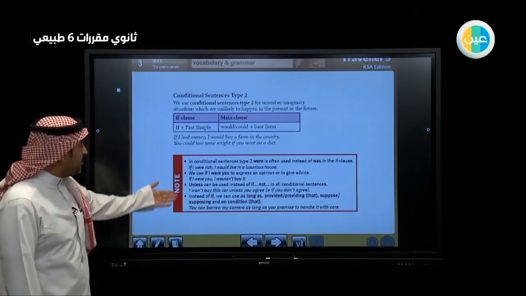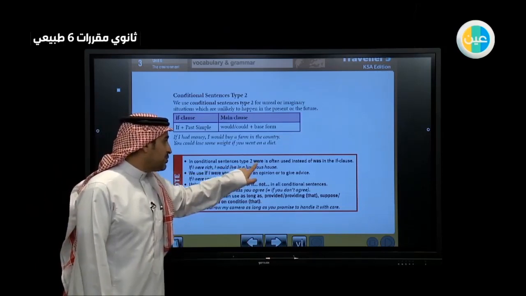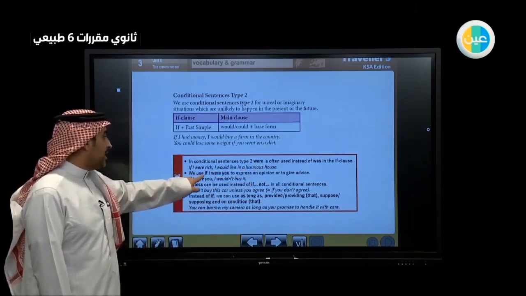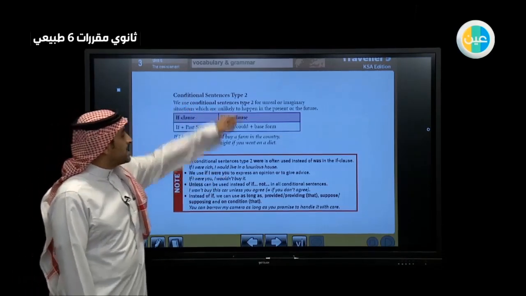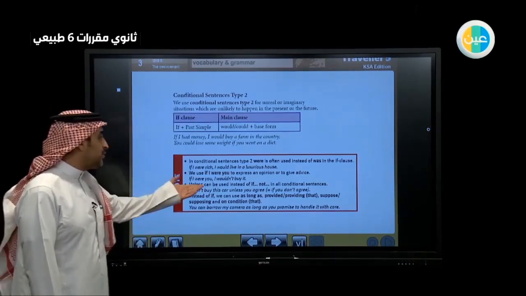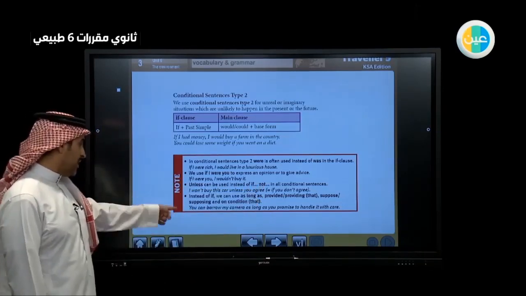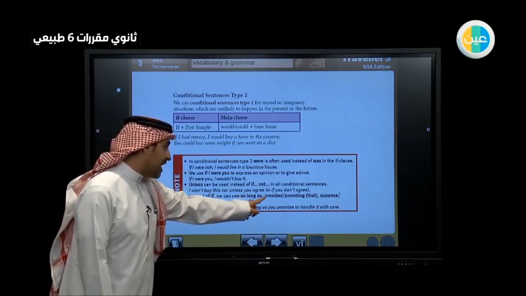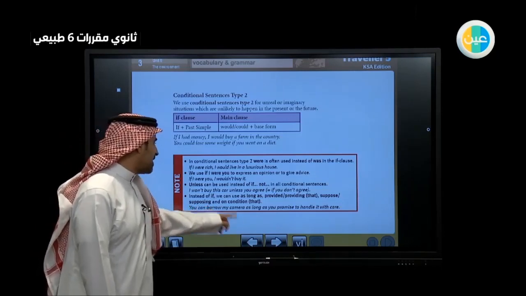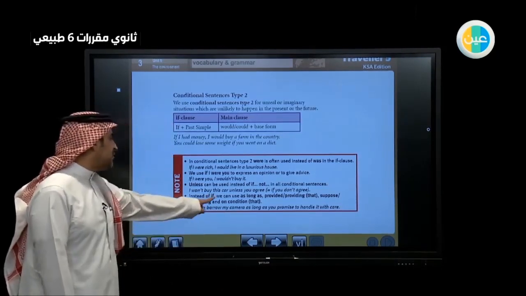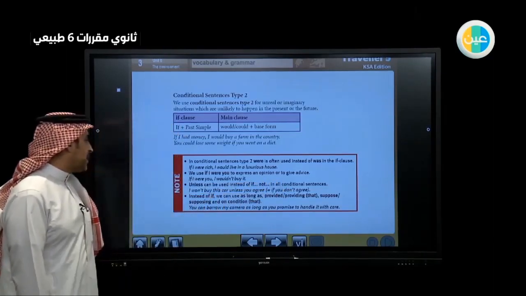Please read the note below. It's very important in the conditional type. We use were usually with I. Look here, if I were you, we use that with conditional sentence type 2. Also, unless we can use instead of if and not. Also, we can use as long as, provided that, supposing and on condition that. We can use them instead of if. You can use all of them instead of if.